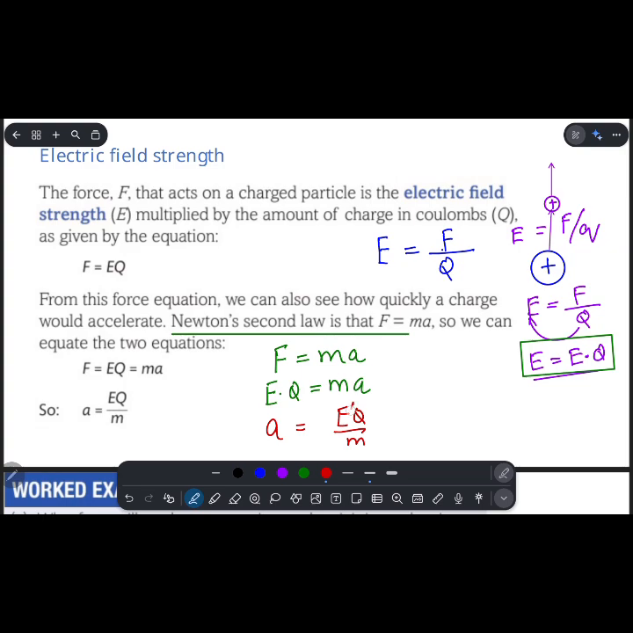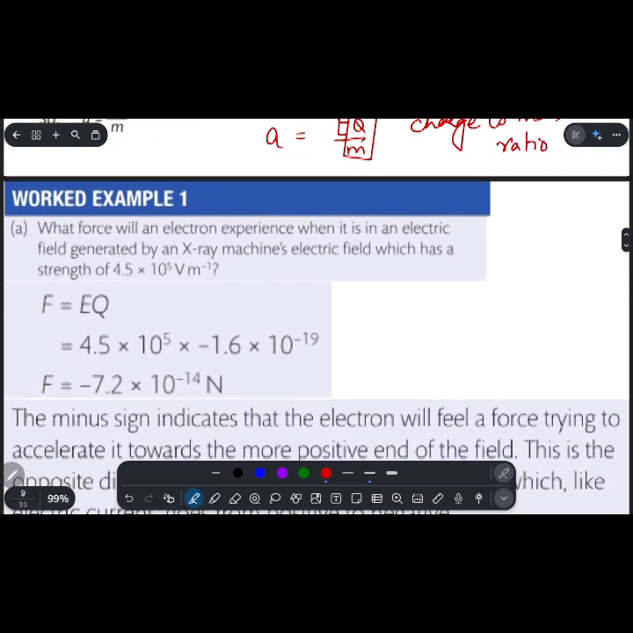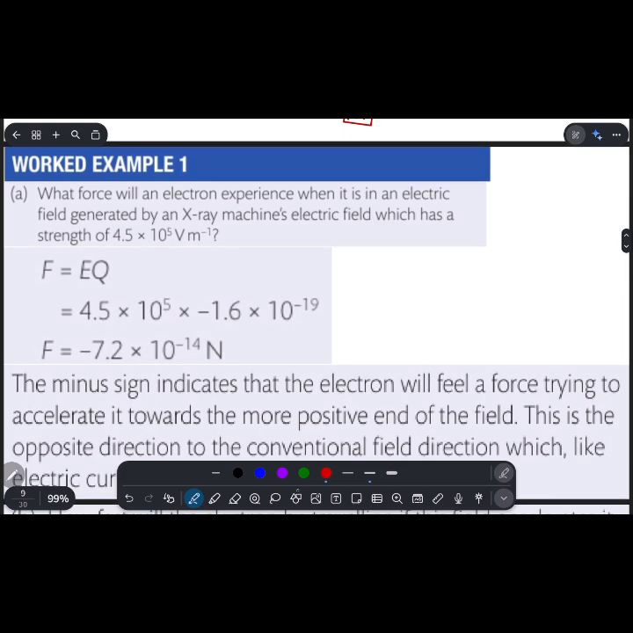So EQ upon m is actually called the charge to mass ratio, right? We call it charge to mass ratio. So hopefully this will be clear to you. Here is a worked example to find the electric field strength and electric force.